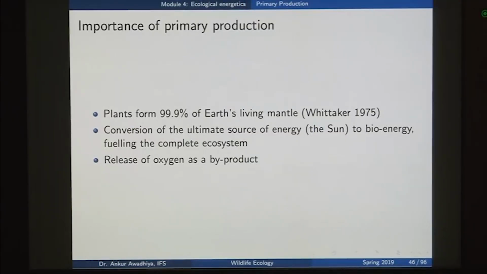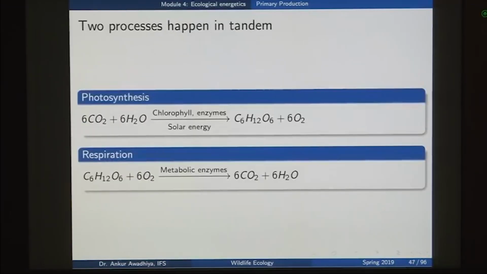And the third importance is that it releases oxygen as a byproduct. Now, oxygen is required by most of the other organisms to convert these biological molecules into energy, and because this is a byproduct of primary production, it becomes extremely important to learn about primary production. Now, when we are talking about these reactions, there are two processes that are happening in tandem, or at the same time.